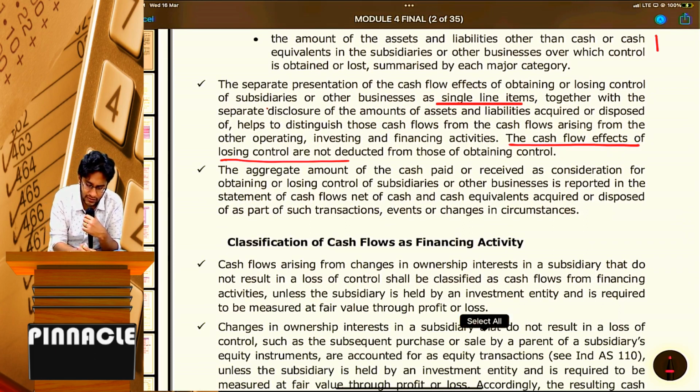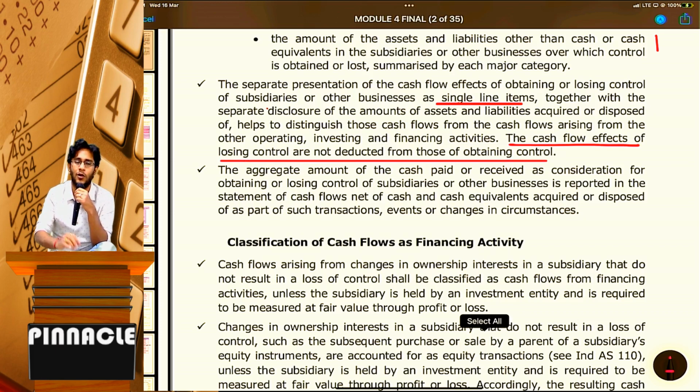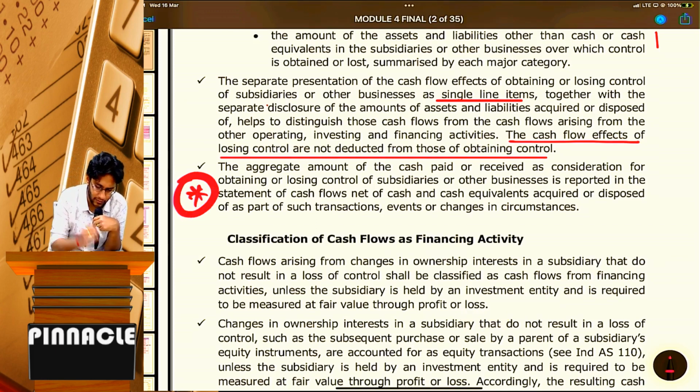The cash flow effects of losing control are not deducted from those of obtaining control. What is the meaning of this? One subsidiary you sold, another subsidiary you purchased. You cannot net off these cash flows. Disclose them separately, as two separate transactions. This is ultimately the point you have to remember.